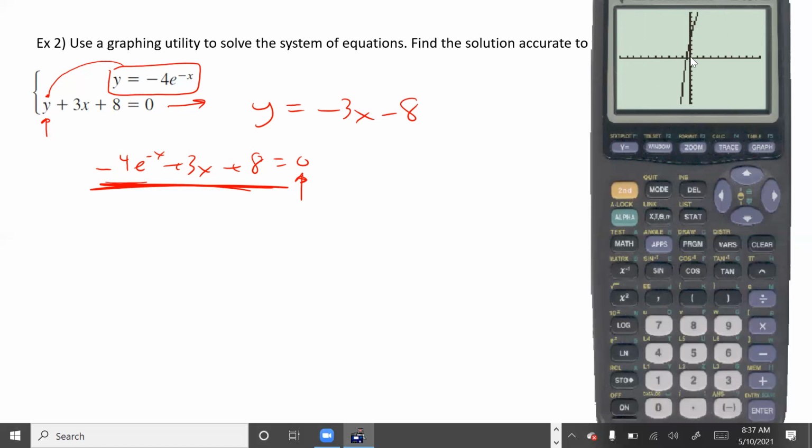I see something right there. So we're going to go to second function of the trace button called calc, and we're going to go to number 2, which is 0. And it says left bound. Are you okay with left bound? So what we want to do is be on the left side of the 0. You're going to use your arrow keys left and right, go to the left, and you want to be on the left-hand side. Above or below doesn't matter, as long as you're before it actually hits the 0 as you're tracing.